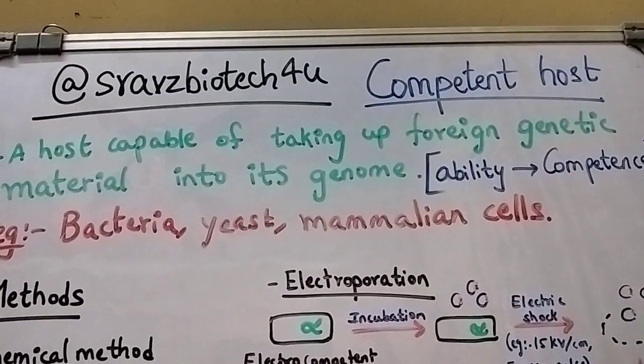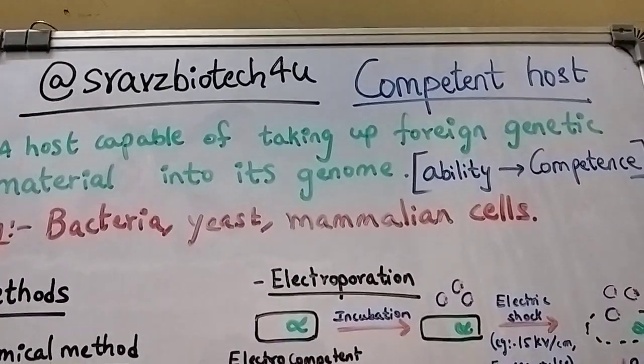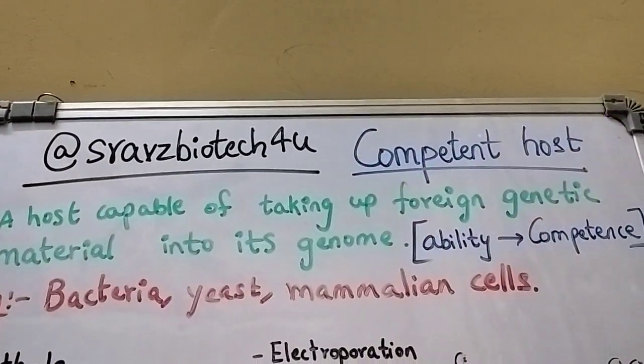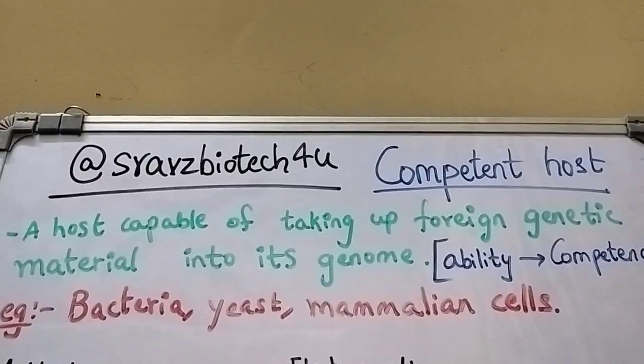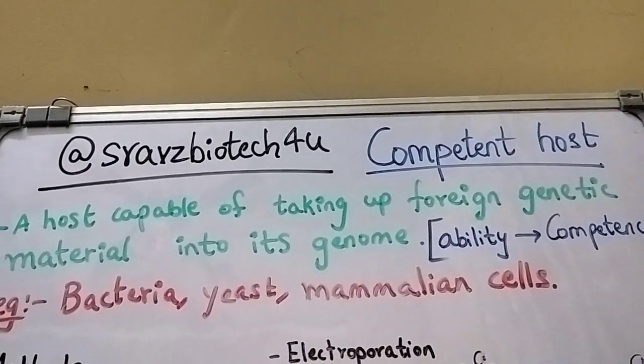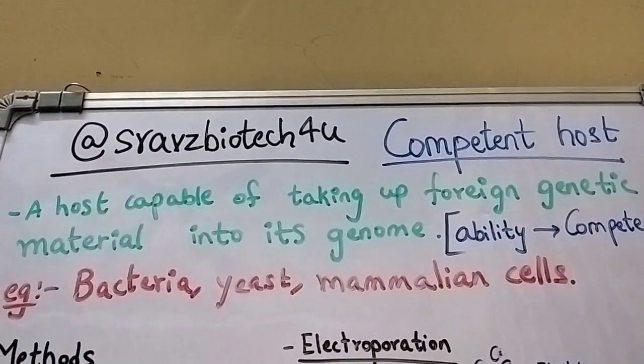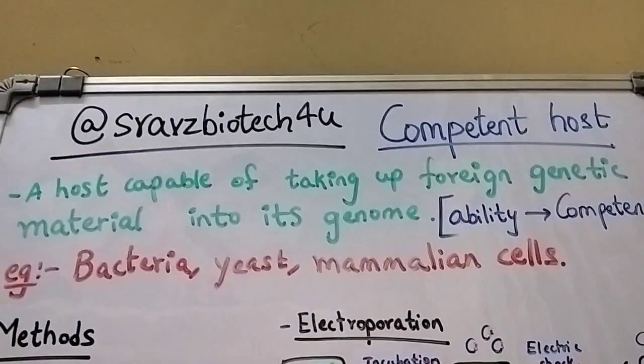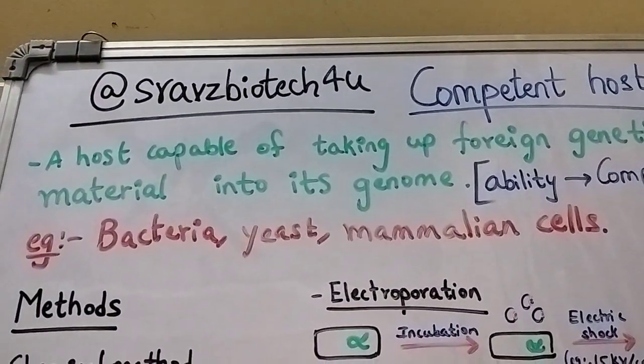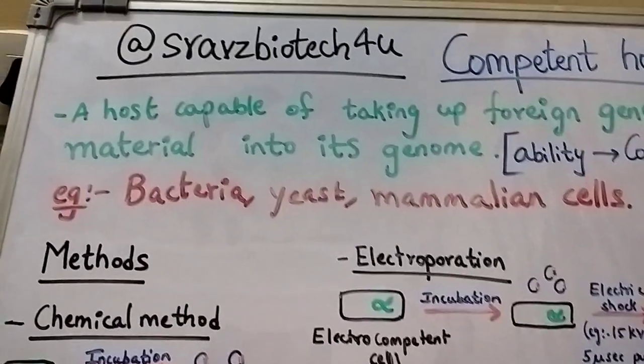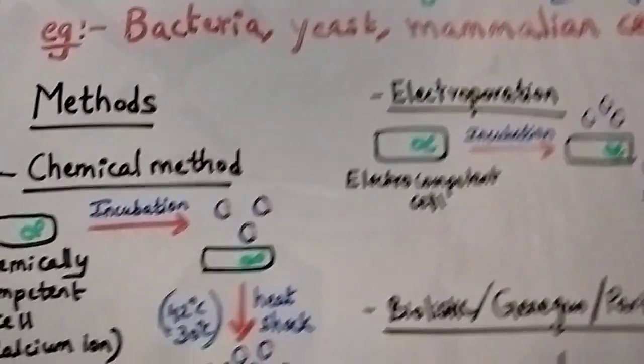The competent host is essential because DNA is hydrophilic in nature. Hence, it cannot pass through the cell membrane by itself. The bacteria should be competent to accept the DNA. Following are the methods to convert the host cell into a competent host cell.